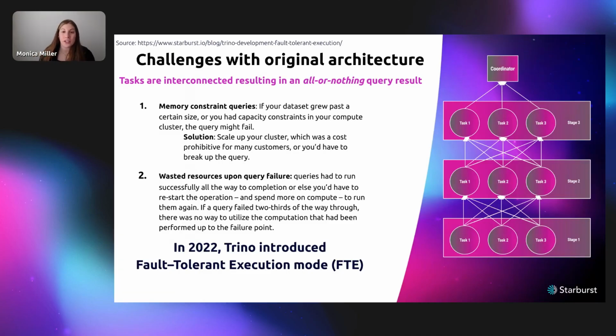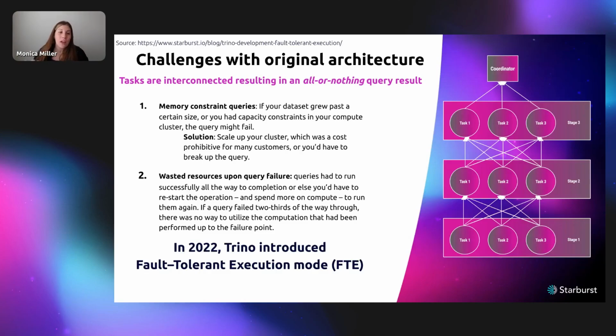It means there were potentially two main issues that people were struggling with, such as memory constraint issues, where if your data set gets too big, you have too much capacity, you're going to have to scale up your cluster, because if not, the query will fail. And that really comes with a cost prohibition. So you have to really balance that cost versus the speed, performance, and capabilities. So that was an issue that people had.